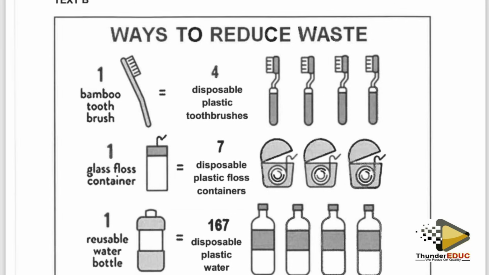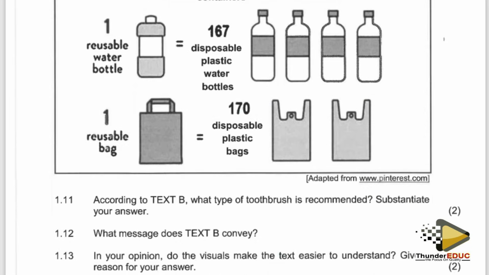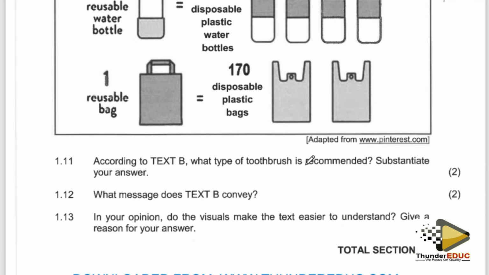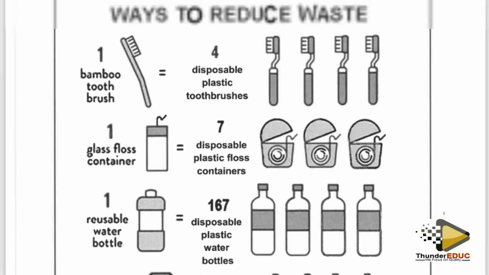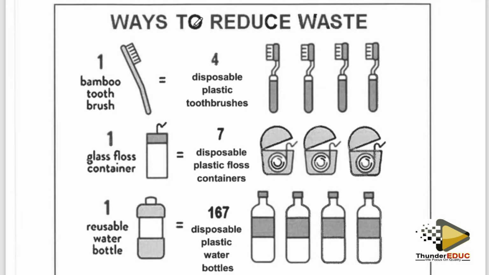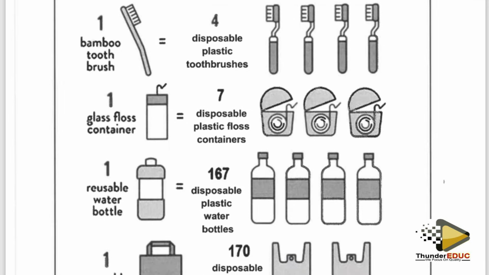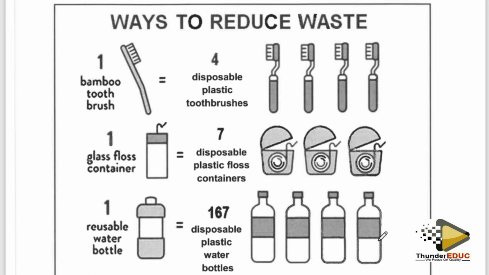So you have to give substantiation to your answers when you are talking about why it's recommended. What message does text B convey? The message is that there are ways to reduce waste that people must explore. People must use glass, bamboo, reusable things so that we can avoid increasing waste.